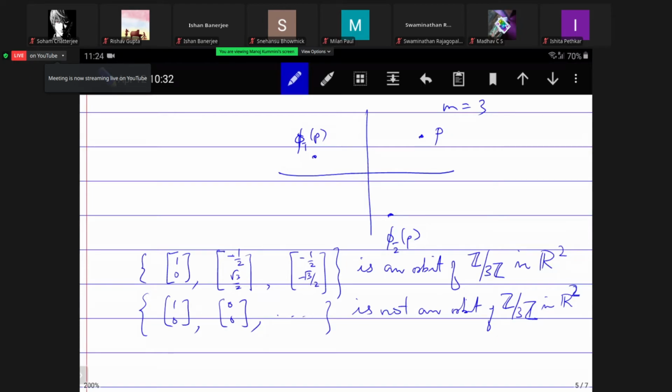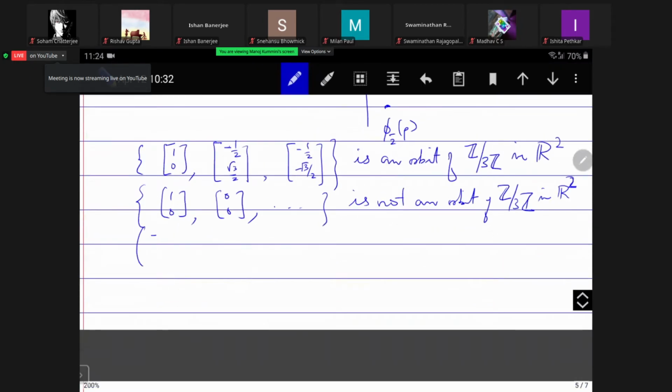Is it clear? There does not exist any G inside Z mod 3Z such that phi of G of the point (1, 0) is (0, 0). So this is not the orbit of anything. It may depend on what you fill in here, but it wouldn't matter; that is an exercise. There is no way a group element can take a non-zero vector to (0, 0). So this is not an orbit.